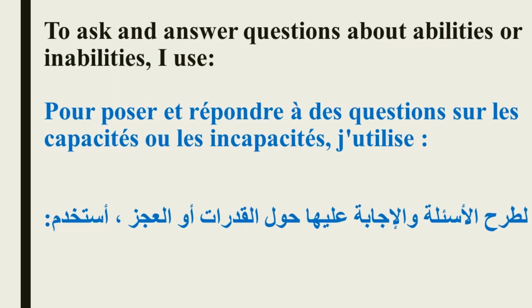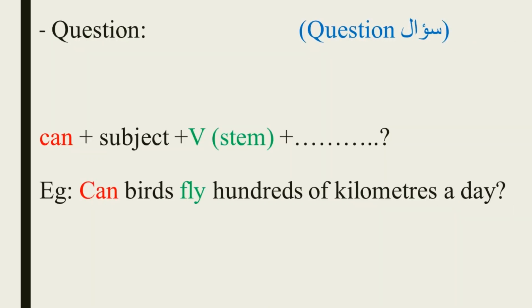To ask and answer questions about abilities or inabilities, I use question. Can plus subject plus stem plus the rest of the sentence plus question mark. Example, can birds fly hundreds of kilometers a day?